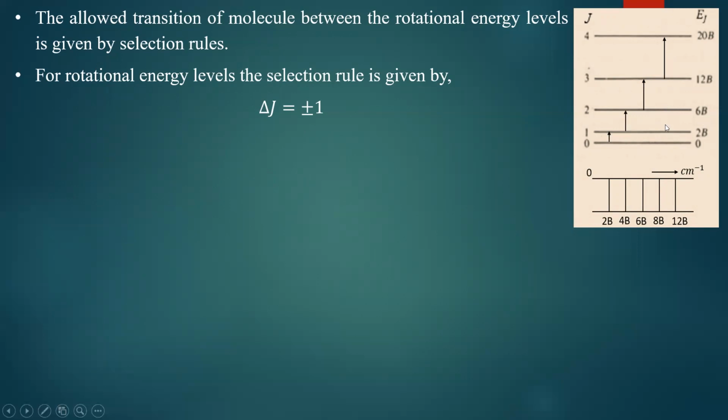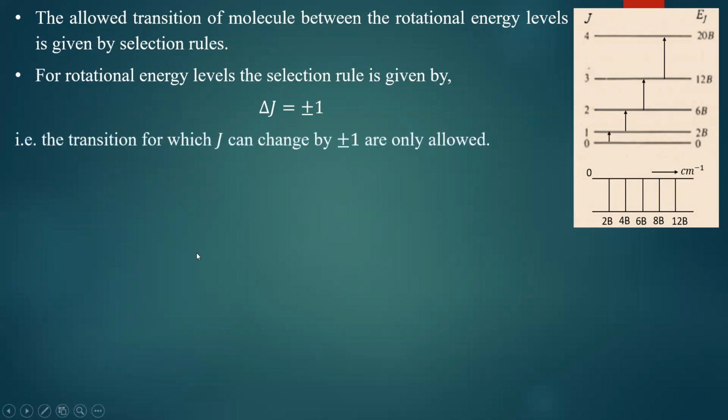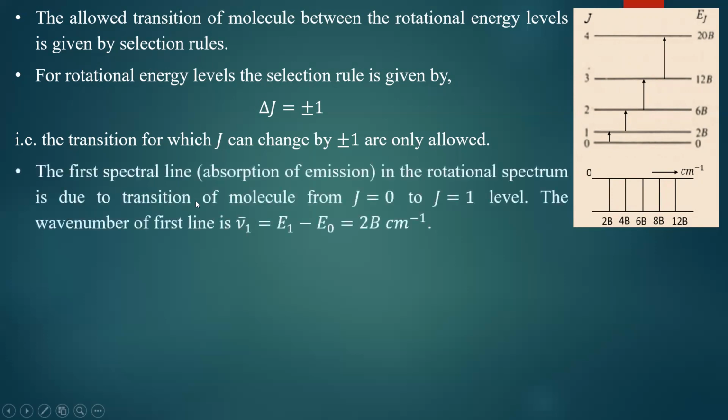The reverse transition is possible. That gives you emission. So increasing J value gives you absorption, decreasing J value gives you emission. That's why ±1. The transitions for which J can change by ±1 are the only ones allowed. That is the selection rule for rotational energy levels and rotational spectrum.